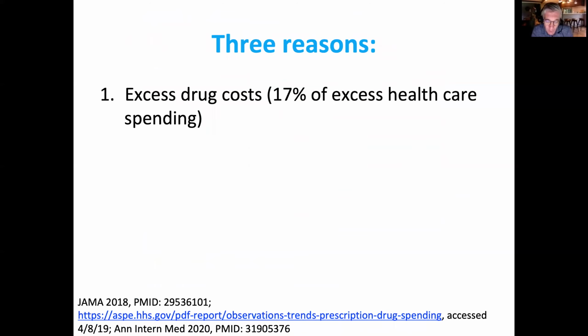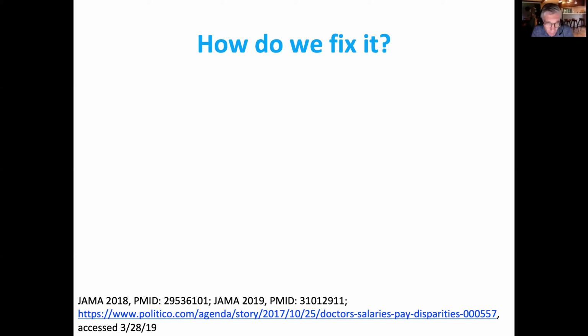So instead of doing that, what strategies maybe should we follow, at least on a high level policy level? So let's talk about drug costs first. How do we fix this?